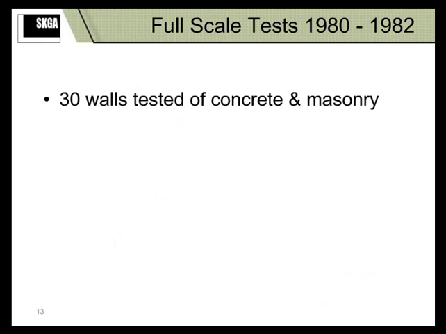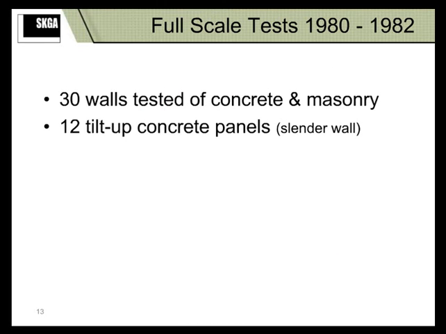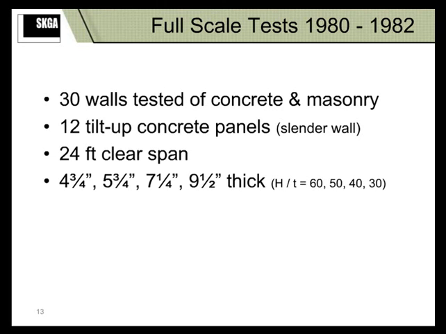There were 30 walls that were tested, both concrete and masonry. 12 were tilt-up concrete panels, which were the slender walls. There were 24-foot vertical clear span. There were of varying thicknesses. There were 3 panels of each thickness here, from 4 3/4 to 9 1/2, and these thicknesses were selected specifically to meet certain height to thickness ratios from 60, 50, 40, and 30, with the idea to determine if there was some sort of limit where these panels would buckle and become unstable.